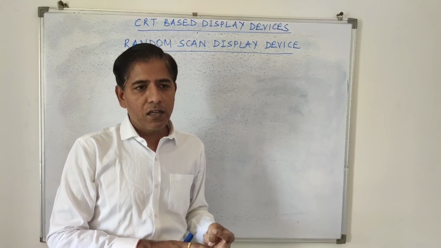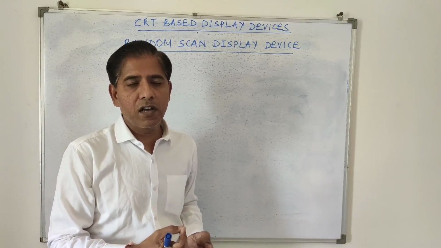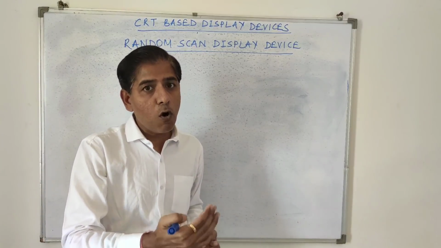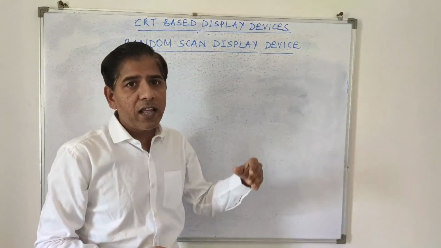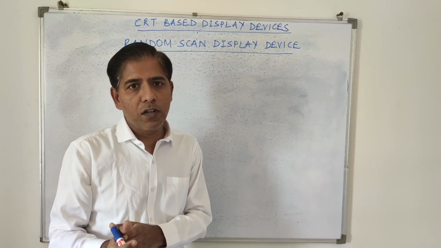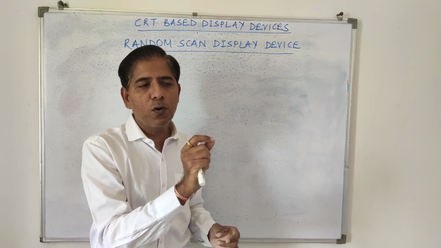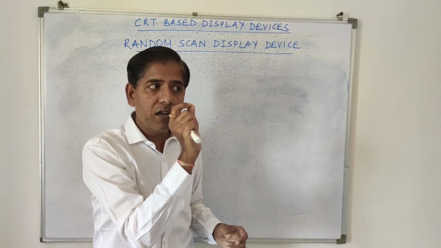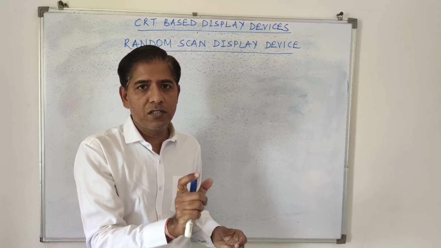The difficulty in the DVST is that erasing an entity is difficult, because the screen is coated with long persistent phosphor coating. So in random scan, the phosphor coating provided inside the screen is short persistent phosphor coating. That means when the electron beam strikes the phosphor coating, a bright spot would appear on the screen, but it illuminates only for some milliseconds, and after that it diminishes.